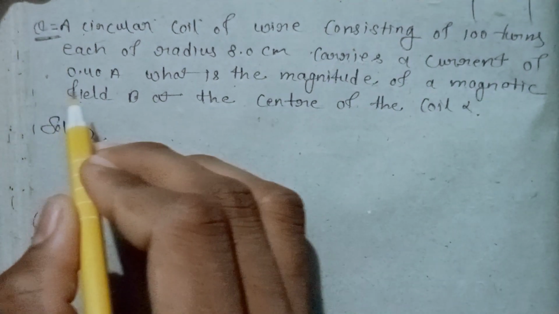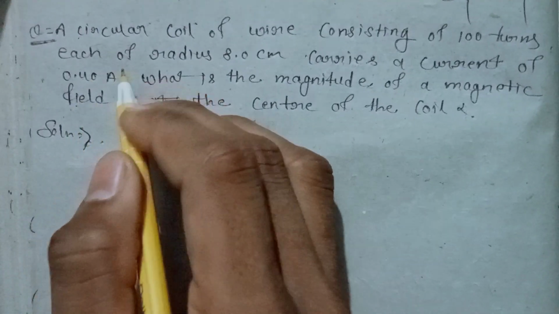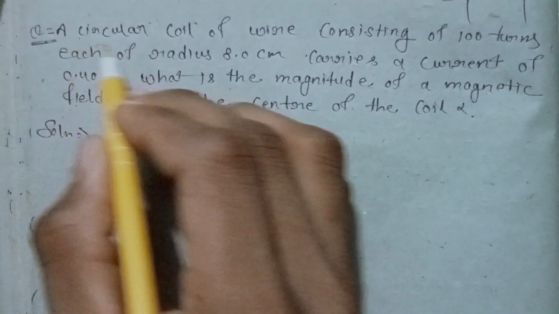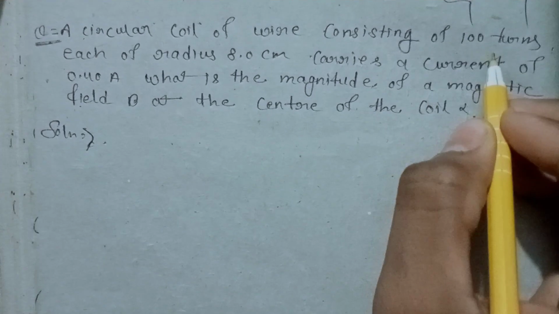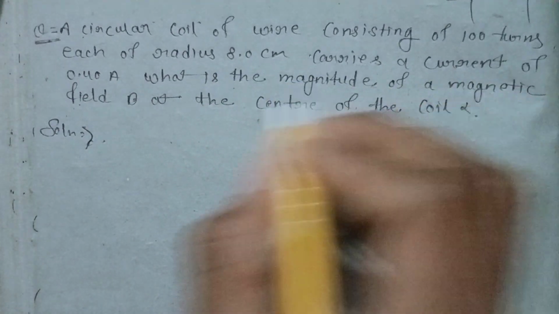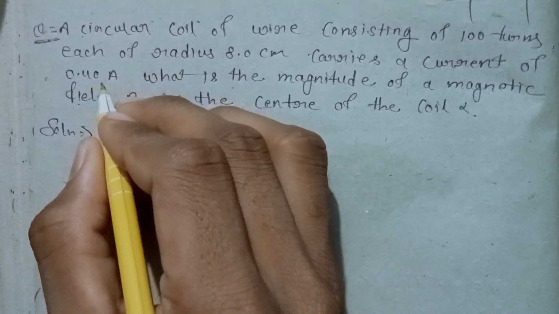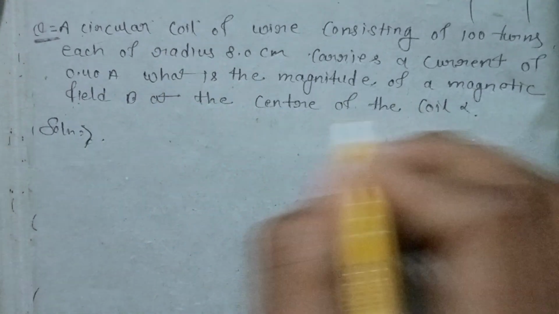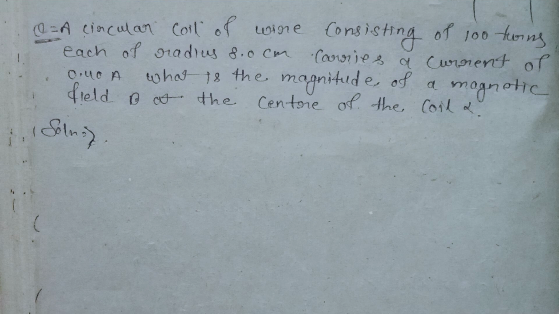Here, just like me, the question I have taken is: a circular coil of wire consisting of 100 turns, each of radius 8 centimeter, carrying a current of 0.4 ampere. What is the magnitude of the field? Now here we know what the question actually asks us.